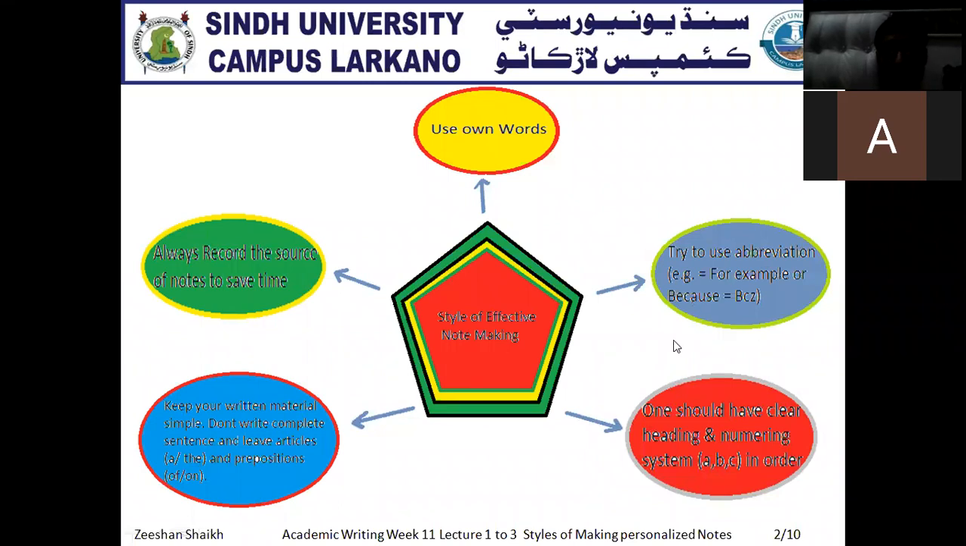Clear? And the fifth one is that one should have a clear heading and the number system. Yes, of course. This fifth and last point is very essential for you in making personalized notes. Whenever you're trying to write your notes, you have to give the heading and the number system. Clear? Now, what do you mean by the number system or heading?